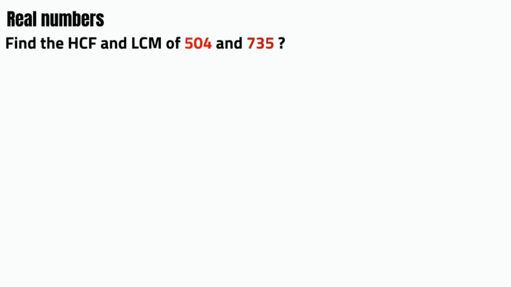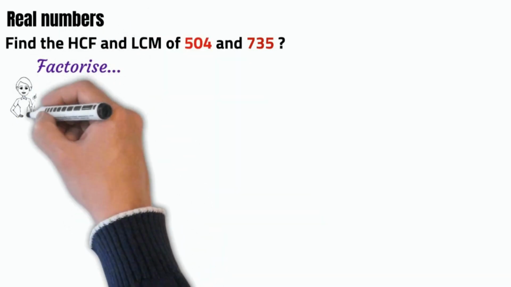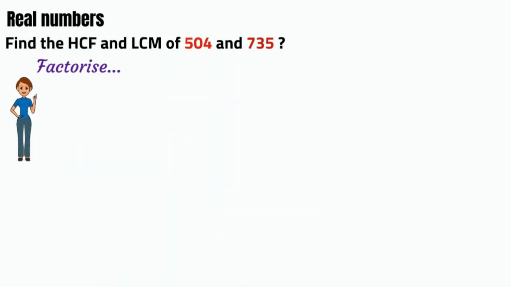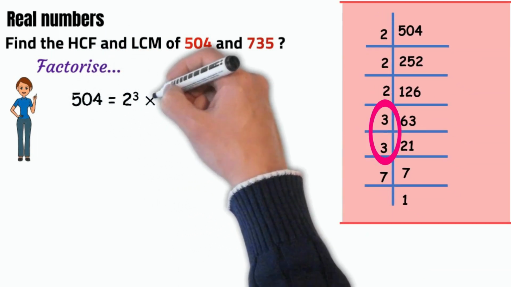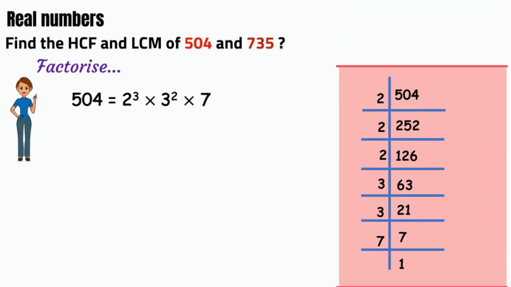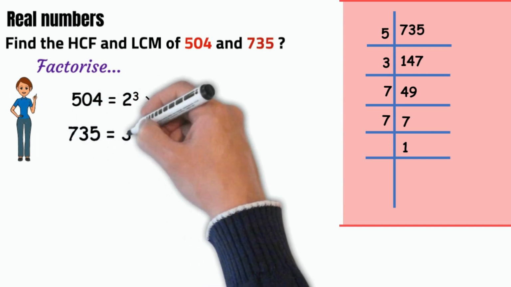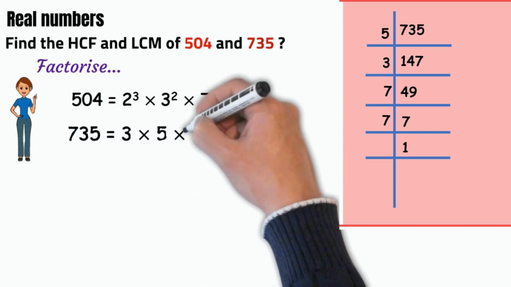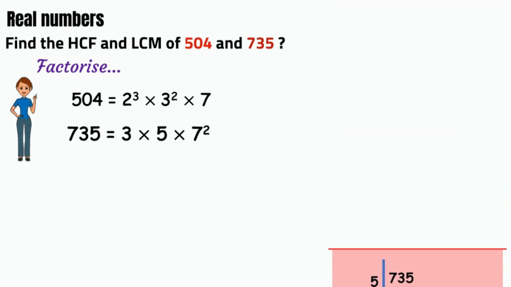Let's see the question. Find HCF and LCM of 504 and 735. We have to follow certain steps to get HCF and LCM. Friends, first step is prime factorize 504 and 735. We can see here, 504 factorized is 2 cubed into 3 square into 7, and 735 equals 3 into 5 into 7 square. How to find HCF from given?